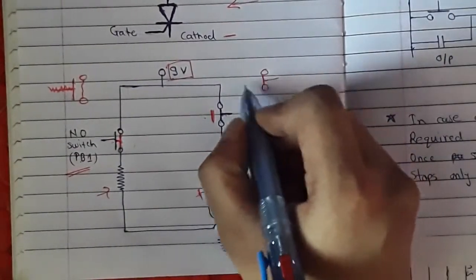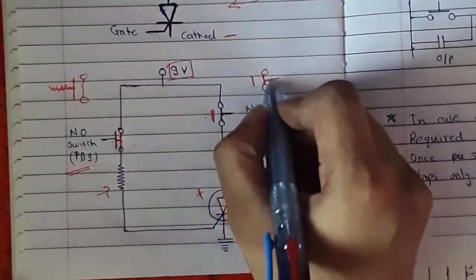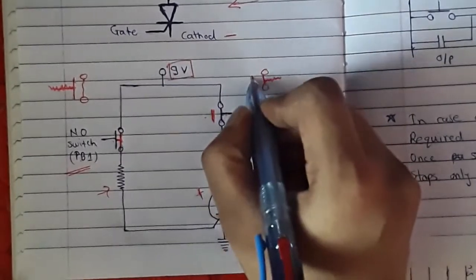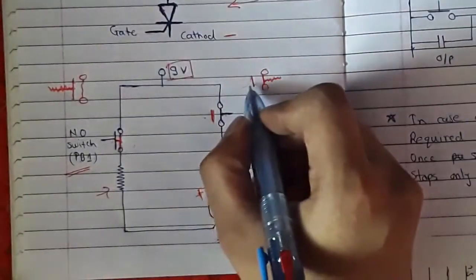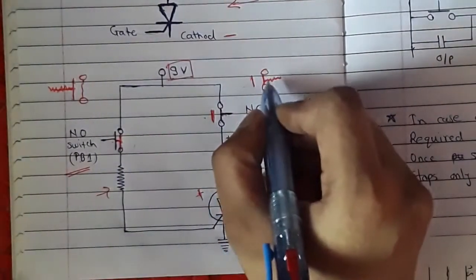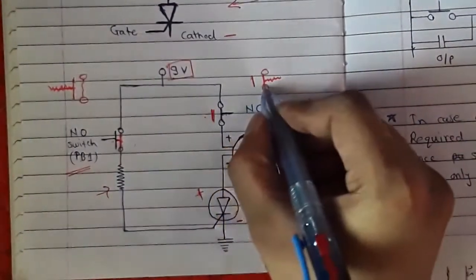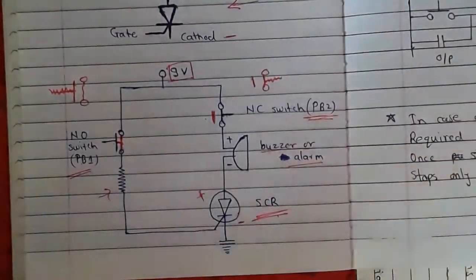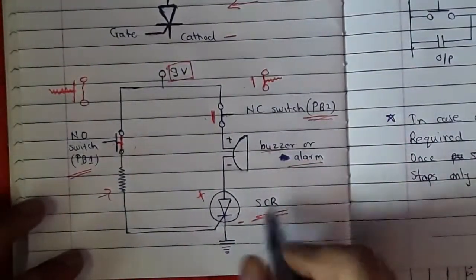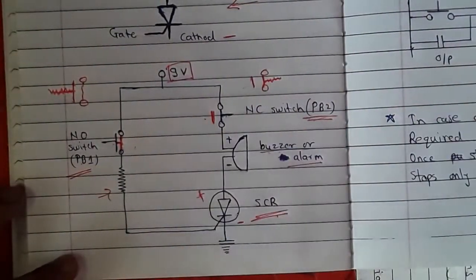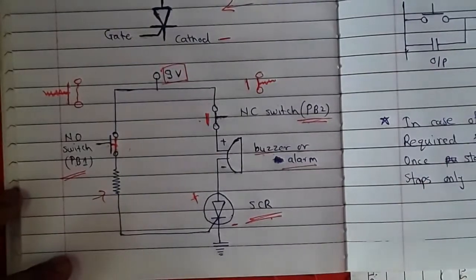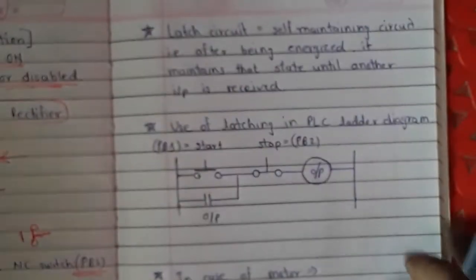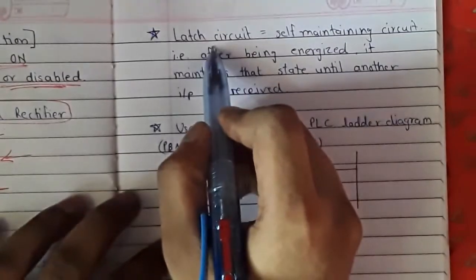When we push it, it reaches here. Suppose it is here swing, when we push it, it reaches here, contact gets open. When we release it, it comes to its original position here. This is how latching switch is used in a particular circuit. Here friends, further latch circuit.